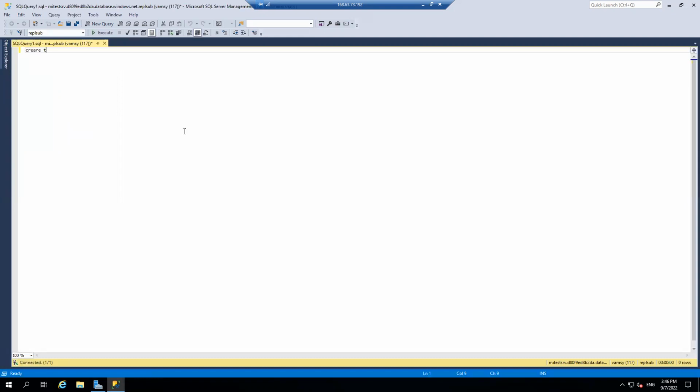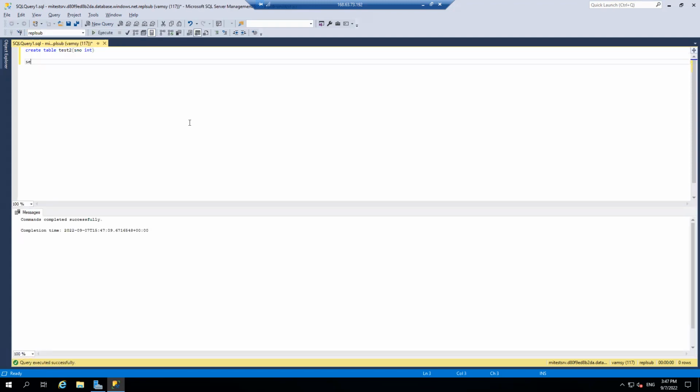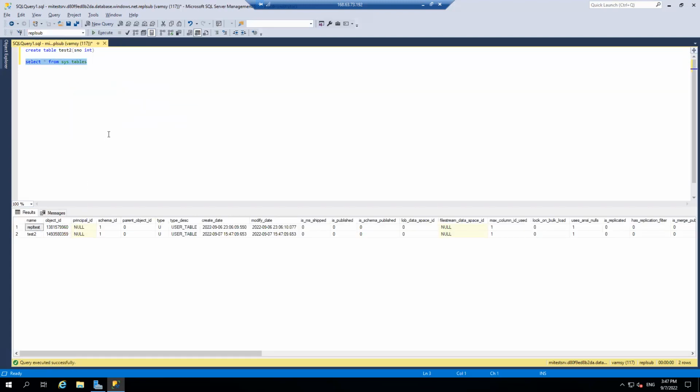I'll create one more table: create table test2 with serial number int. That's enough. So I have two tables, I believe. Yesterday night I created one table. Ripple test and test2. I don't have any records in either of these tables. So let me fire one deadlock scenario. Begin tran, insert into table name values 1. I will open another session. Test2.